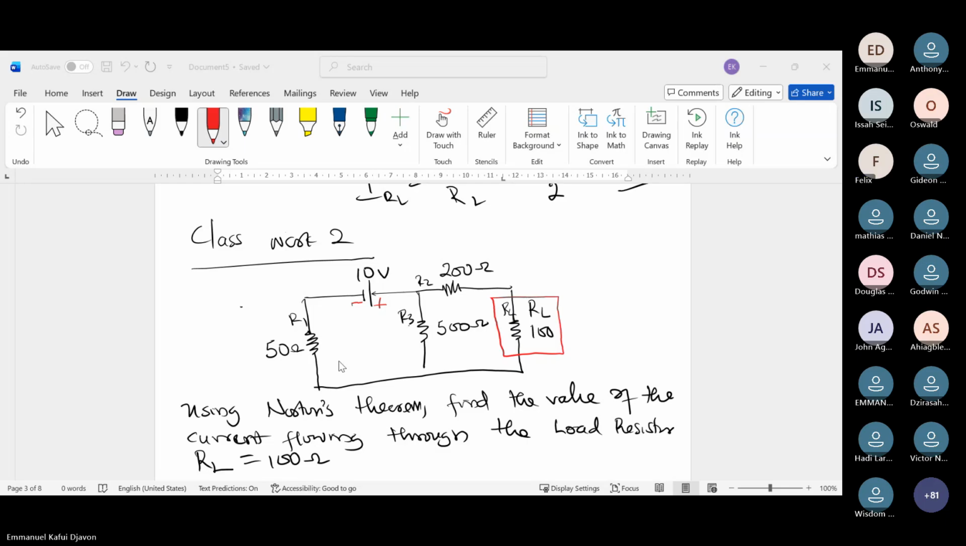Calm down. When we remove the load, R2 now is 200 ohms for the current being loaded. You understand? Yeah, but you see R2 and R3, they are parallel. So I will solve the R2 and the R3 first.